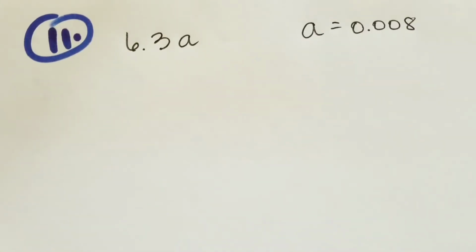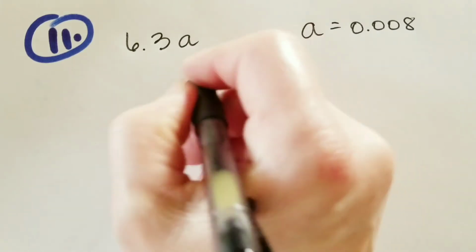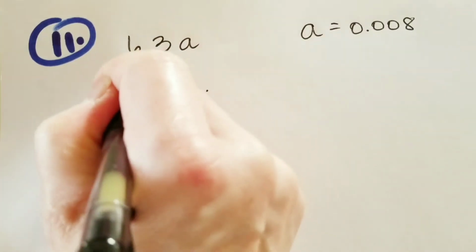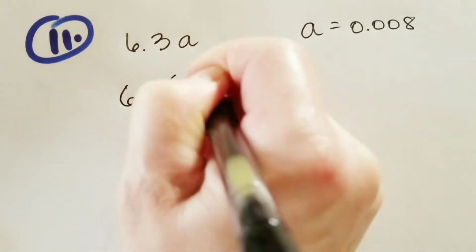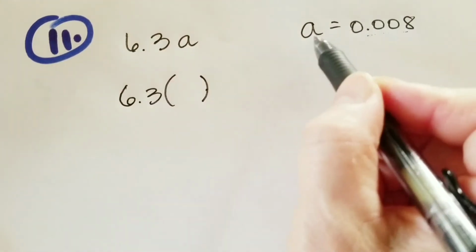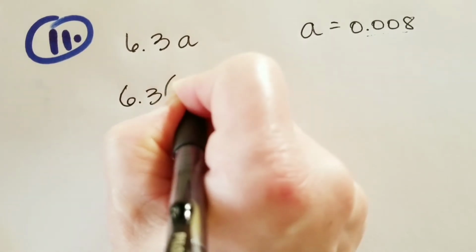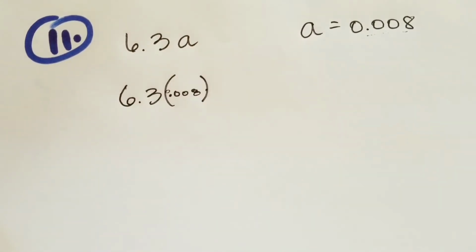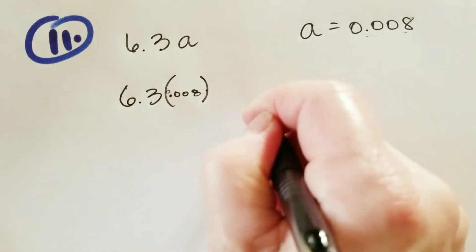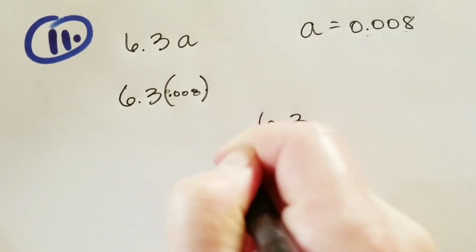For number 11, a equals 0.008. So I'm just going to substitute in my value of a. Oh, whoops, I should have left a little more room, but that's 0 in front there. So that's my value of a. So I'm going to set it up so that I can multiply it out.